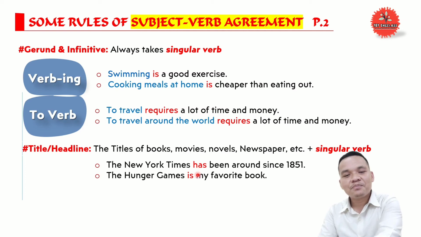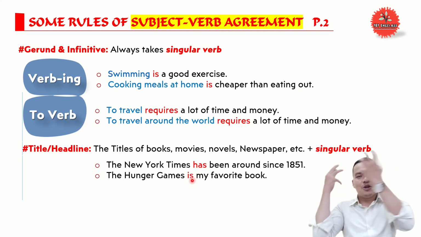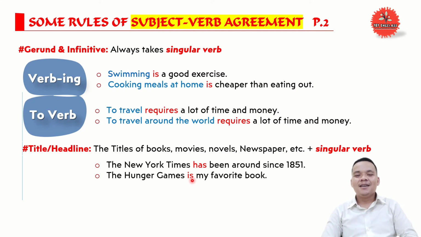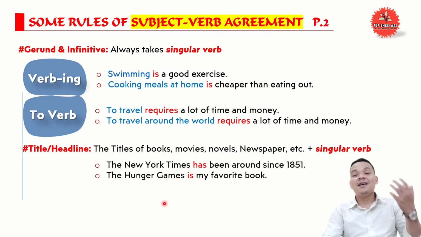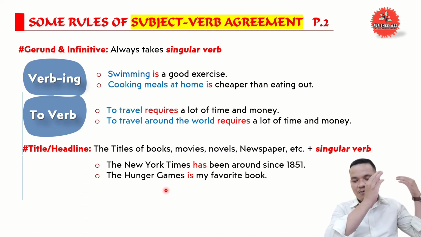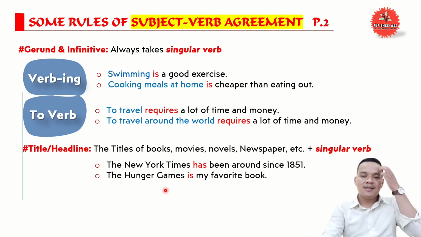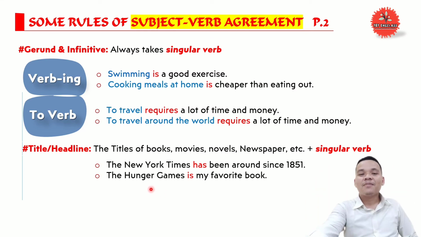Take singular verb. But if you see the title of one story plus the title of another story, okay, we can consider the verb to be plural, like I can say, the New York Times and the Hunger Games are, or have. This is because we add one thing plus another thing, so one thing and one thing is two things, so the verb is plural.